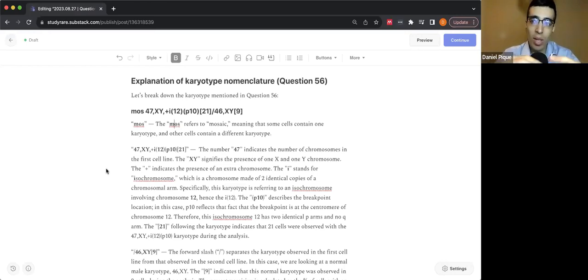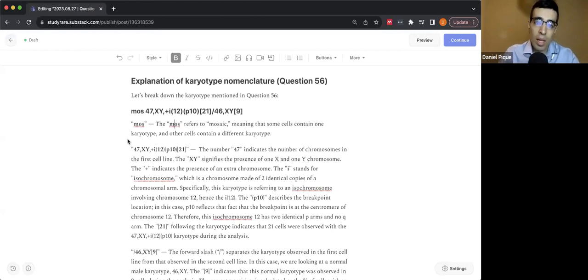So in this case, in parentheses, next we have the number 12. And so that is indicating that we're looking at chromosome 12, followed by P10. And so that's indicating essentially the centromere. So this isochromosome involves the P arm of chromosome 12, starting from the centromere and going all the way out to the end, the P terminal end of the chromosome.